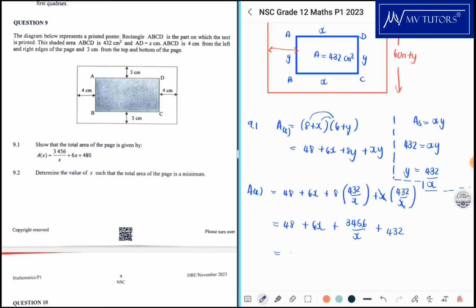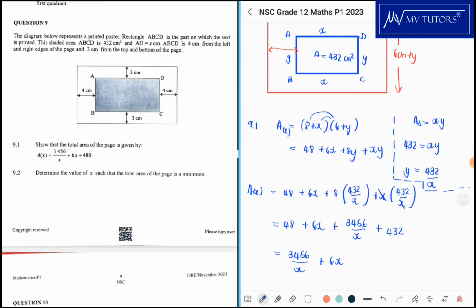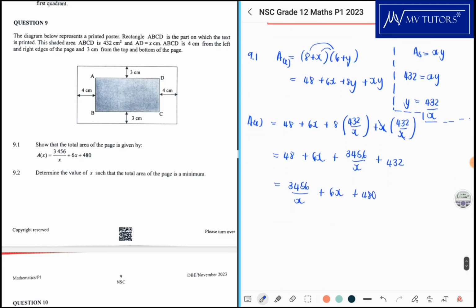All right, so let's start with 3456 over x. And let's go with the 6x. And then what is 432 plus 48? It's 480. And I am smiling from ear to ear because I have shown that the total area of the page is given by this formula. All right.